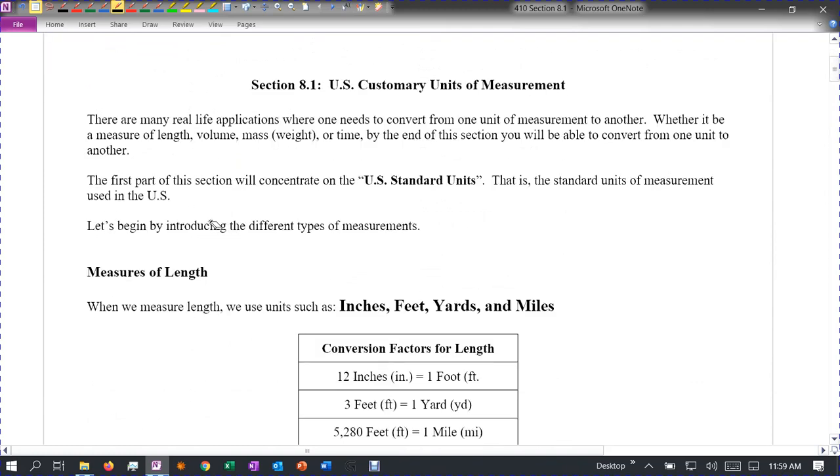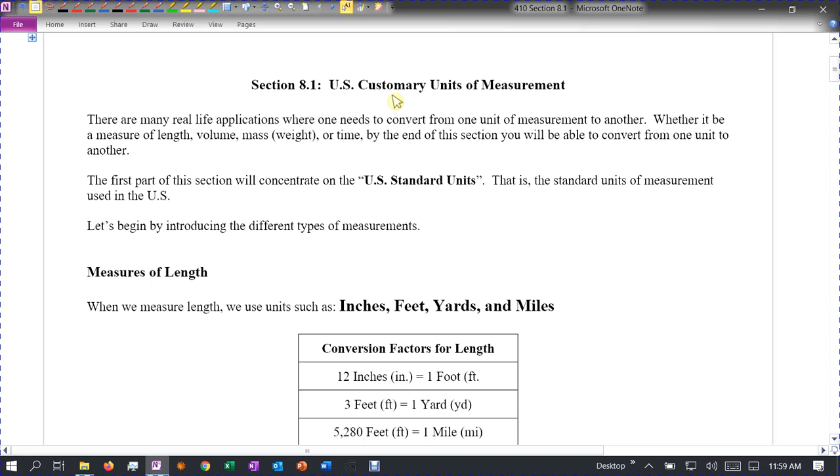We're going to cover, for this particular day, three sections: 8.1, 8.2, and 8.3. First section here is U.S. customary units of measurement. The important thing to understand is that when it comes to measuring things, we have two systems of measurement. We have the U.S. customary units, which comes from the Old English units, and then we have the metric system. So we're going to start out here with 8.1, doing the US system, and then in 8.2 we'll do the metric system, and then in 8.3 we'll be converting back and forth between the two.